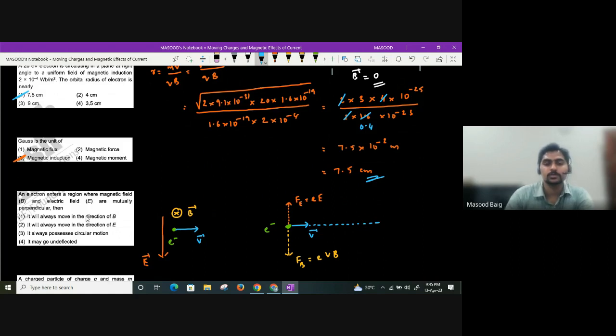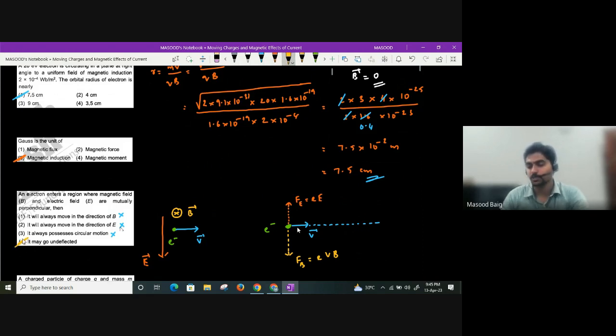It will always move in the direction of magnetic field, it seems. Is it possible? No. It will always move in the direction of electric field, it seems. Is it possible? No. Is it possible, guys? No, not necessary. It will always possess circular motion. Possible? No. So there is a possibility that it may move undeflected, guys.